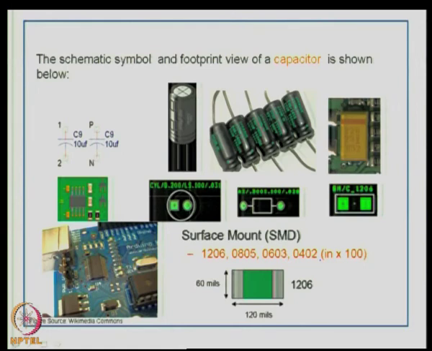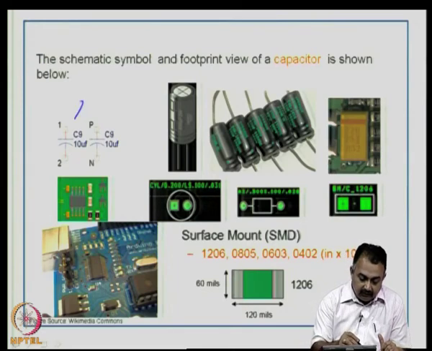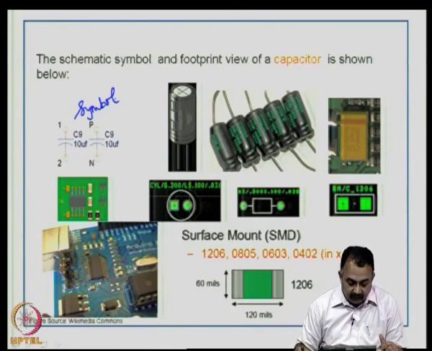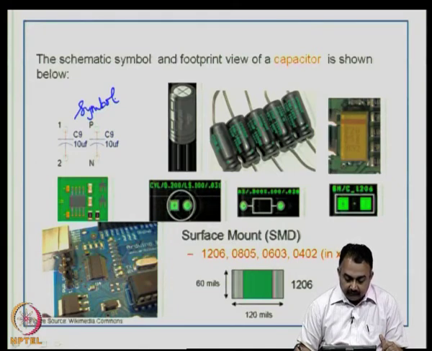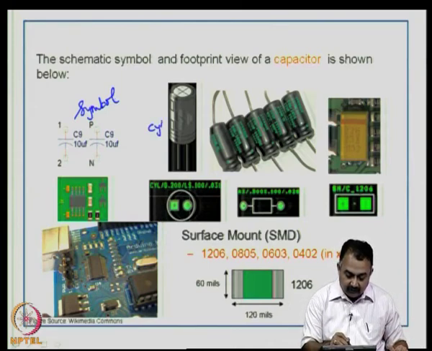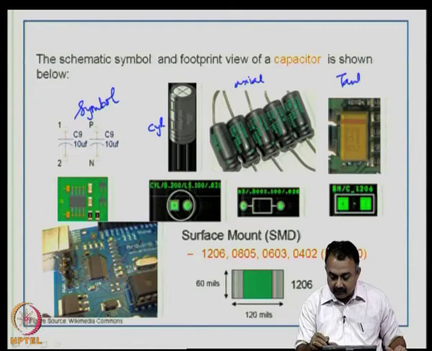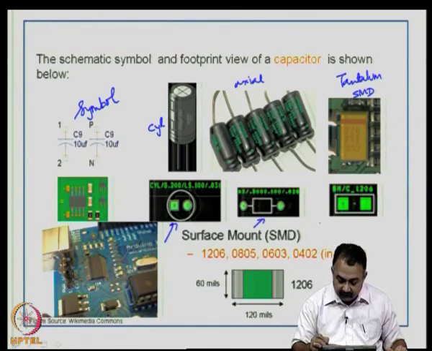The schematic symbol and footprint view of a capacitor is shown below. This is the symbol as usual, you are aware of this. For a capacitor, the values are also given, 10 microfarad, positive, negative, or it could be 1 and 2. Then you can see these are the different axial capacitors. This is the cylindrical capacitor, then this is a tantalum surface mount capacitor, and you can see the corresponding footprints for each of these.